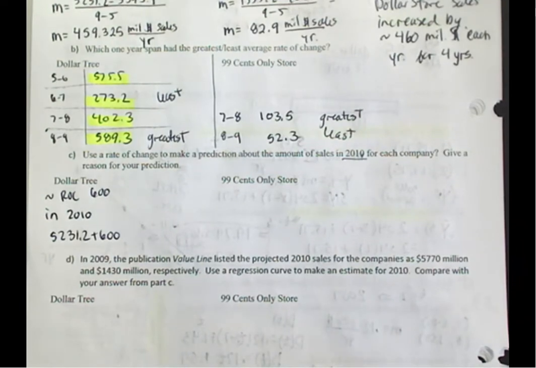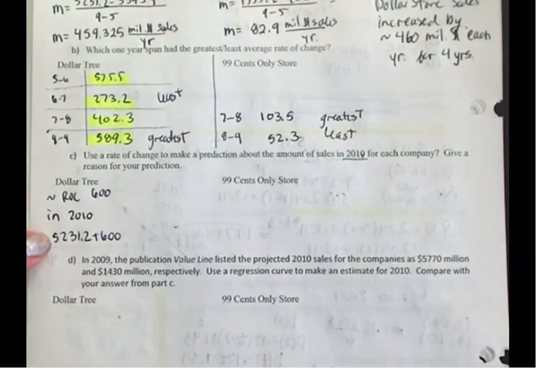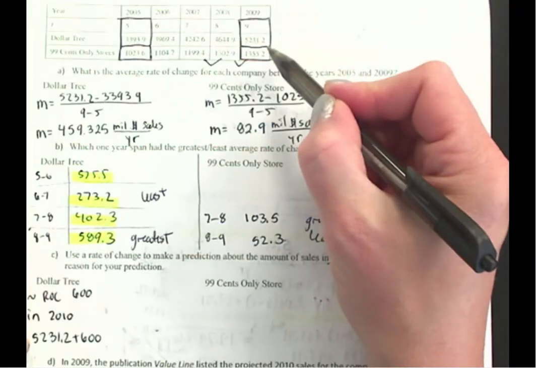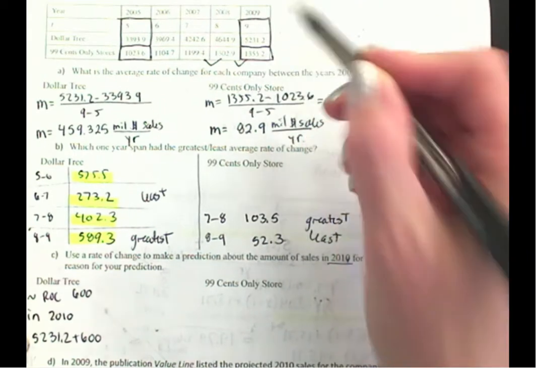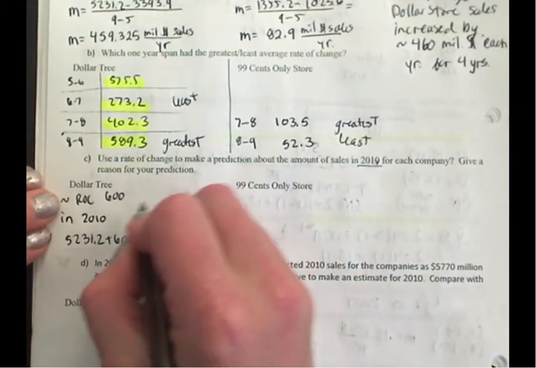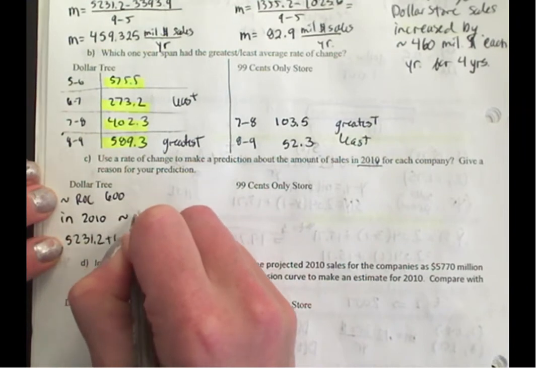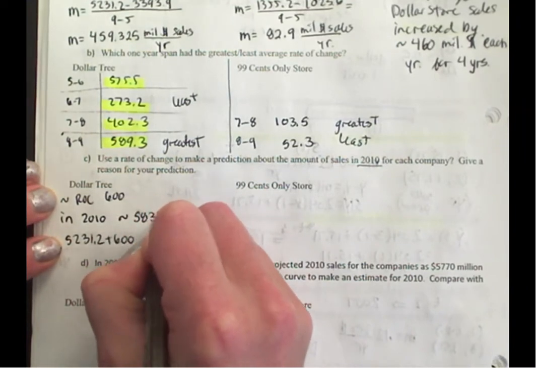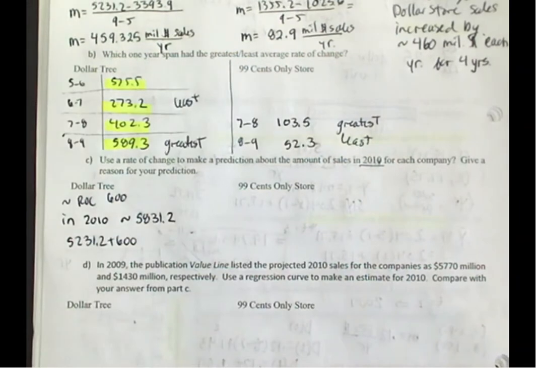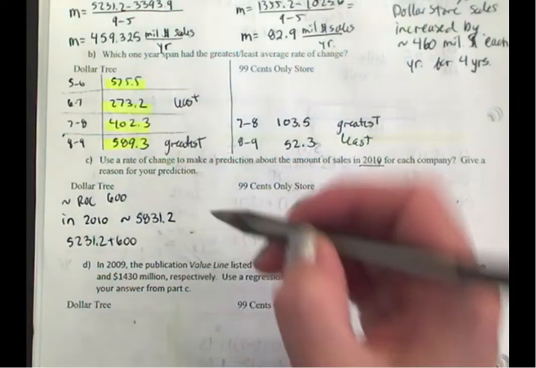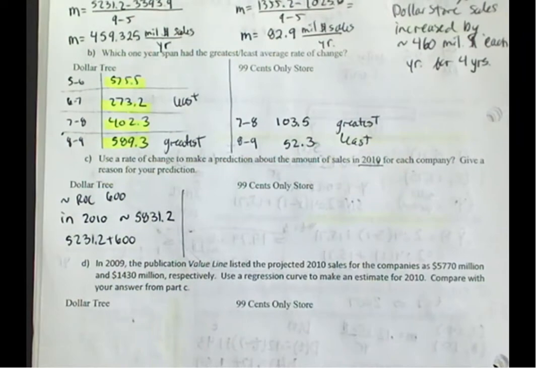I think that's how much it's going to go up by. Looking at the rates of change in the table. Each year the rates were going up. So I guessed 600 for the next rate of change. Where'd you leave off? You left off at this data point here, 5231. So I added 600. So in 2010, approximately 5831.2. I'm only leaving off units because I have limited space here. Okay, that's one choice.